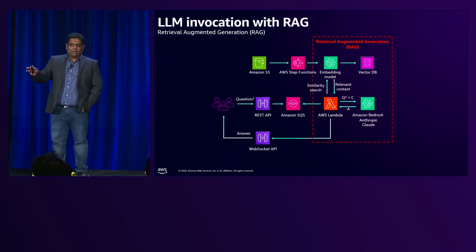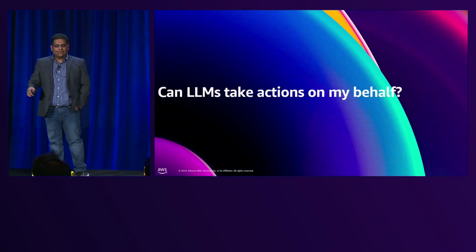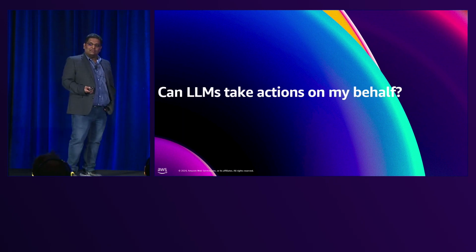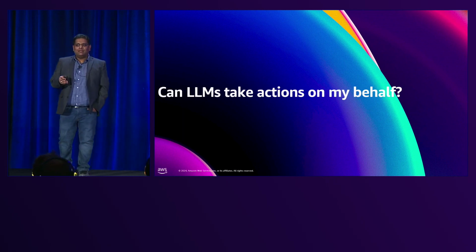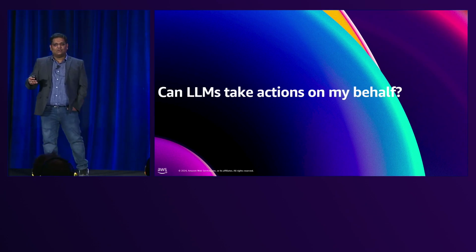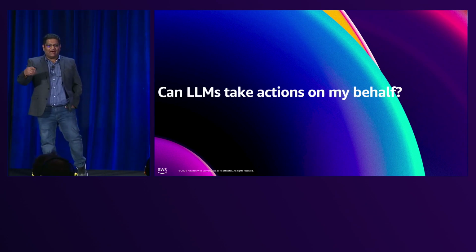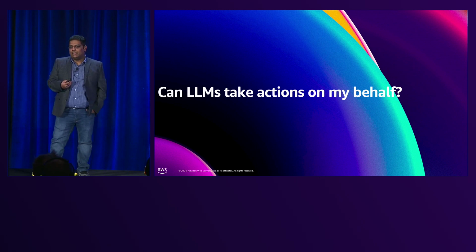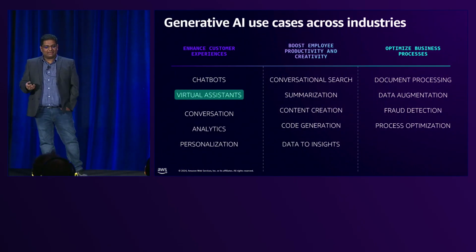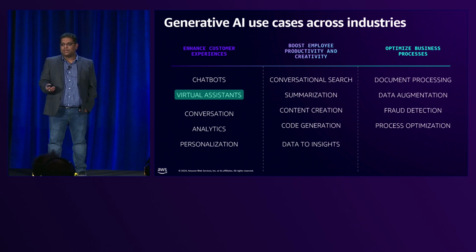So this is all good. We are now dealing with static data, and large language models are returning responses based on our organizational data. Can we check whether that's the horizon or can we go beyond that? Can a large language model take actions on my behalf? So that's where use cases like virtual assistants come into the picture.